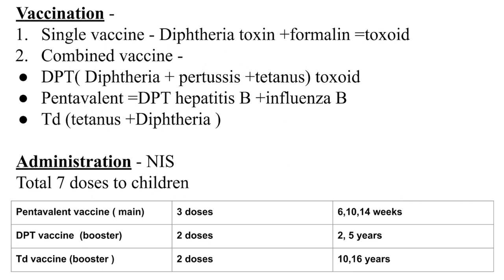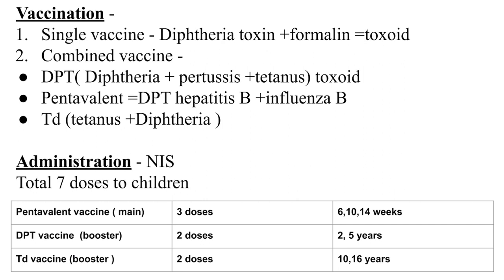Coming to vaccination, a single vaccine is available where the diphtheria toxin is mixed with formalin to form the toxoid. This toxoid is antigenic, but it is not virulent. It does not cause any disease. Coming to the combined vaccine, it is available in 3 forms: diphtheria, pertussis, tetanus toxoid; pentavalent, that is diphtheria, pertussis, tetanus along with hepatitis B and influenza; and tetanus and diphtheria toxoid.